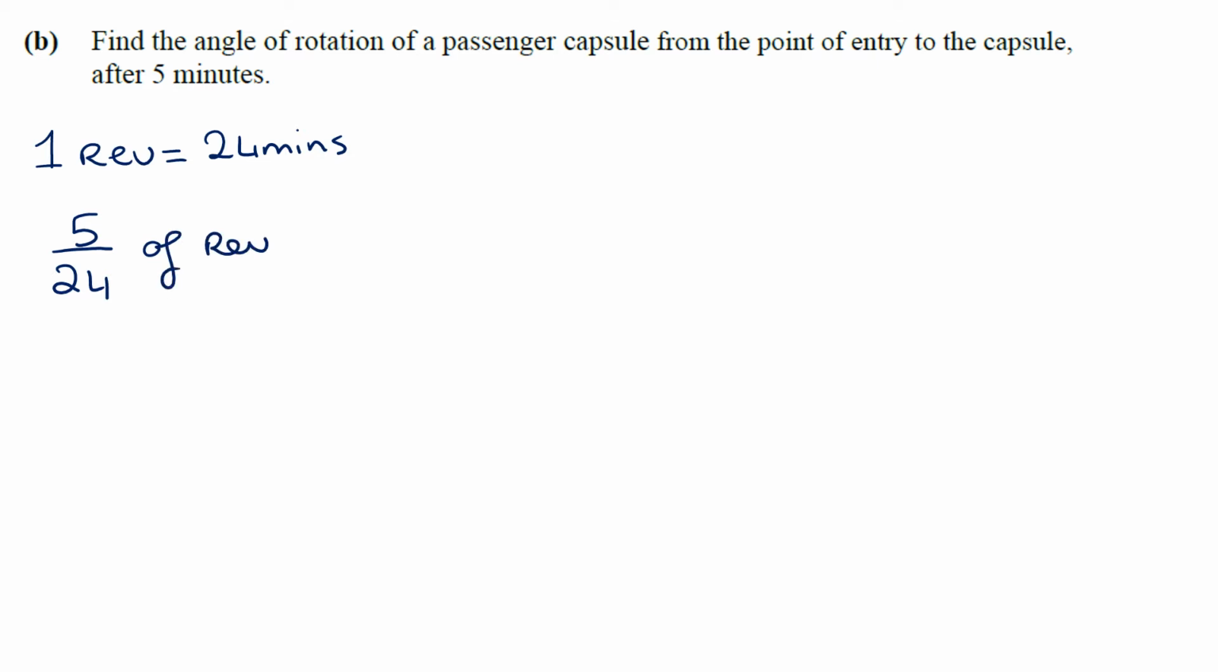And if we want to think in terms of an angle, what is 5/24 of a revolution, which in this case will be 360 degrees. Now, if you want to work in radians, you can, but there was nothing in the question to guide us towards radians. So I would suggest sticking to degrees, but it's completely up to you. And when we do that, we get 75 degrees, or if you really wanted to, 5 pi over 12 radians.